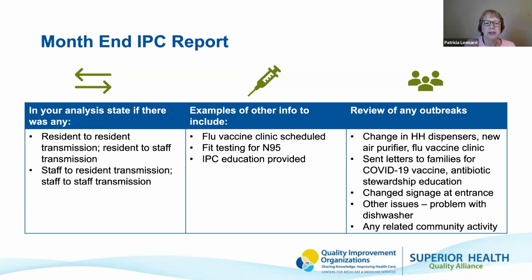Did you have a flu clinic? Did you do fit testing? What kind of education related to infection control did you provide that month? You can talk about changes to your hand hygiene dispensers. Did you purchase a new air purifier? Any education or communication with your families, changing signage? These are just different kinds of things that you could include in your report that show your work to prevent the spread of infections in your facility. Surveyors like to read these things, and it does show that you're looking beyond just doing the basics.